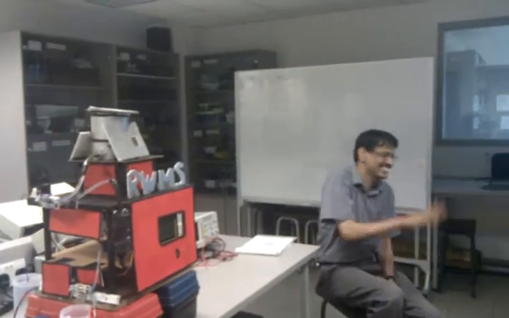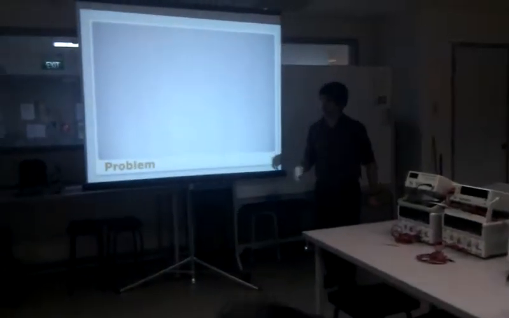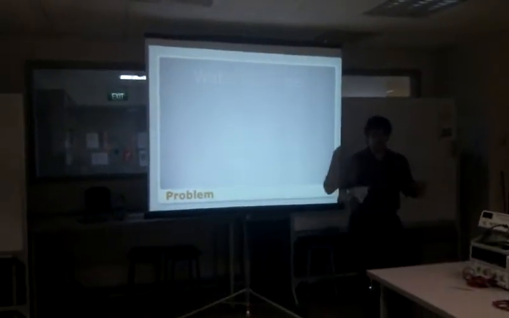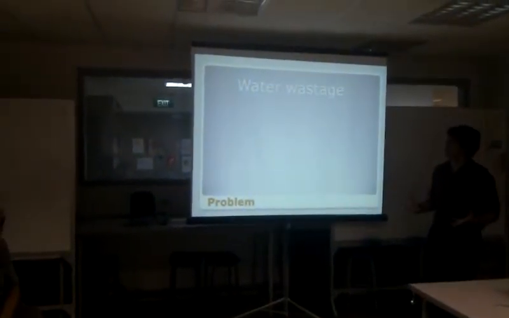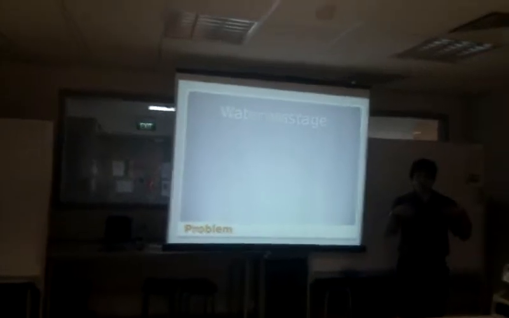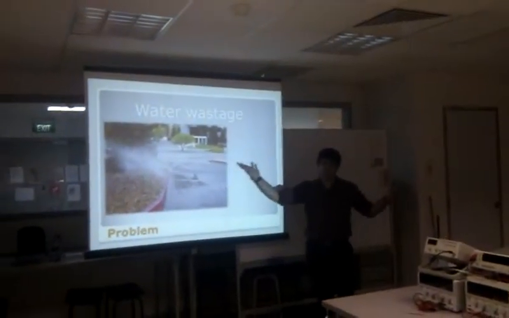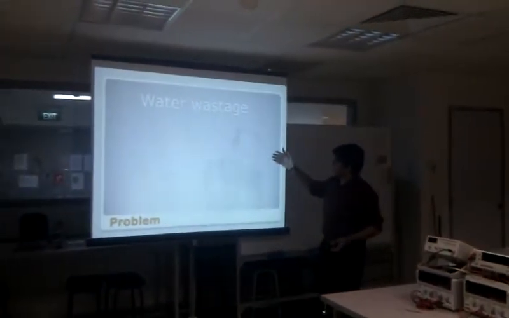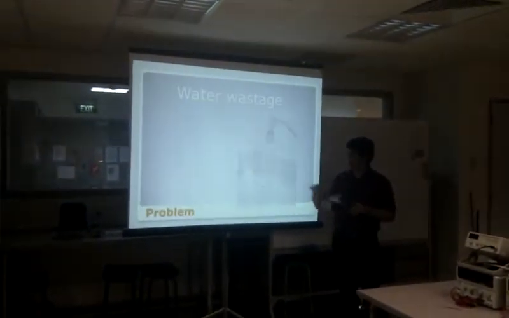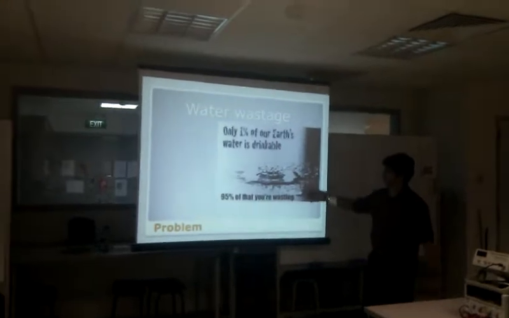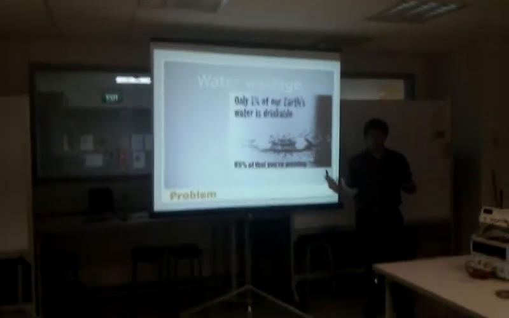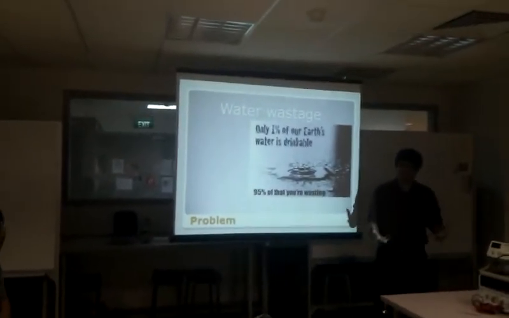So let me just explain the problem we have tried to address first. We see that around the world there is so much water. Water is the primary component of the world. However, we waste water too much. So as you see in some of the pictures, people just waste water, take water for granted, and leave taps running and all that. So the idea of the system, as you see in the slogan, is that only 1% of our Earth's water is drinkable. And from that 95% we are already wasting. So only 5% of 1% is what we can actually use.